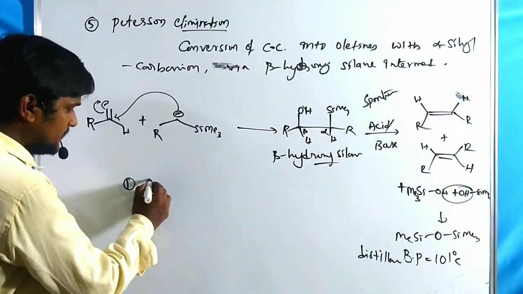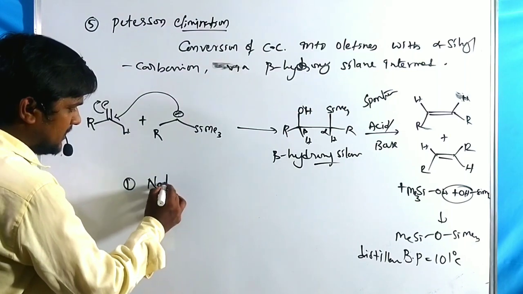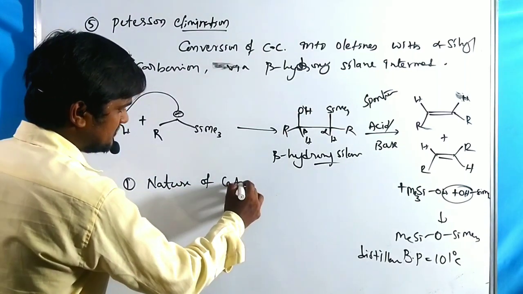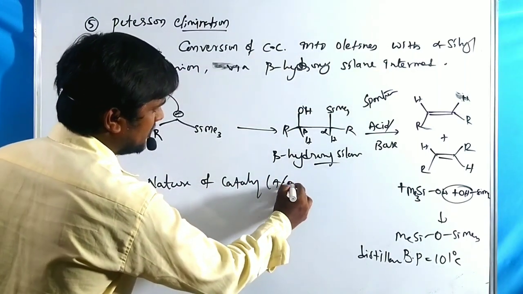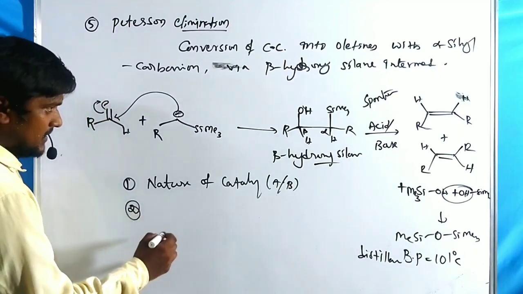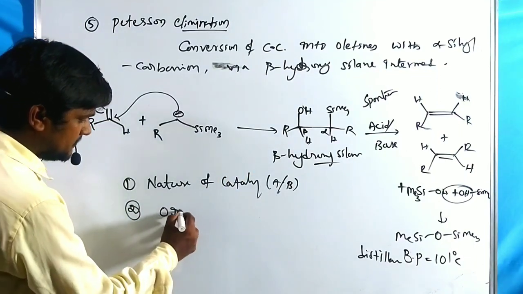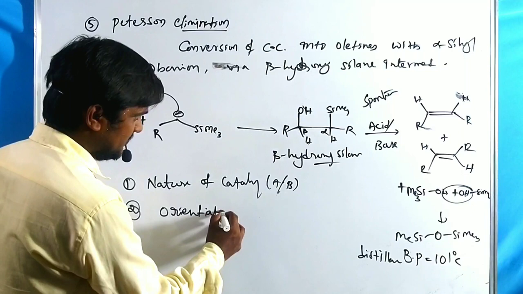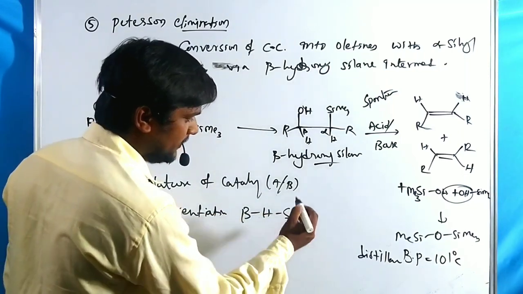Generally the stereospecificity of a reaction mainly depends upon two factors. One is the nature of the catalyst, that means either acidic or basic, acid or base. The second one is the orientation of the beta hydroxysilane intermediate.